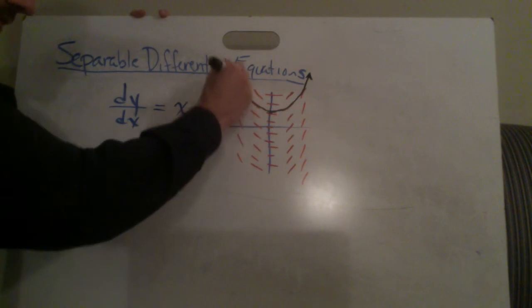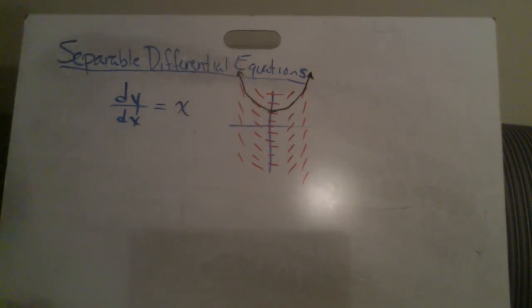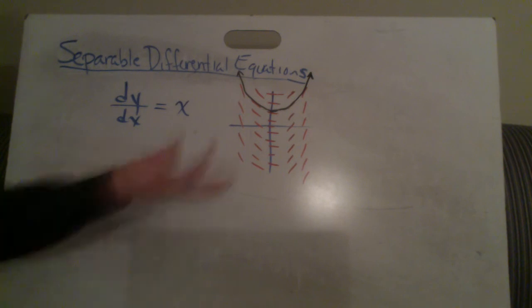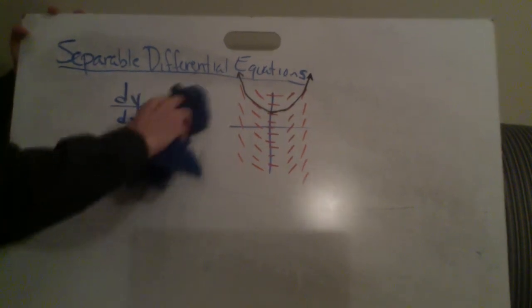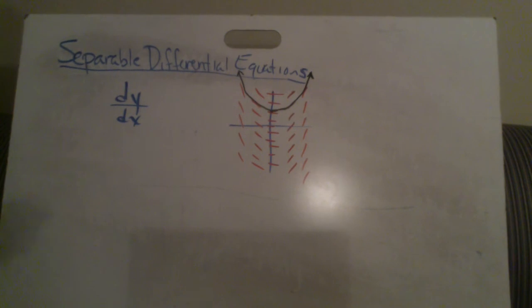It might also look like that. A nice little parabola type thing. And of course it's a parabola. I mean, if the derivative is x, then the original function had to involve some kind of x squared. So this is what we did last time with differential equations. This time, now that we have some more tools, we're actually going to solve this algebraically.